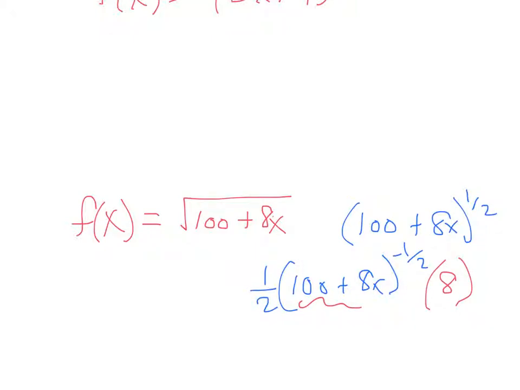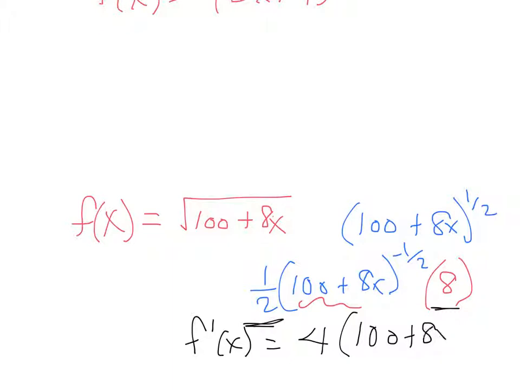Okay, so the next step that I want you to do is note that this 1/2 and 8 are coefficients and you can multiply them together. So your final derivative here is 4 times the quantity of 100 plus 8x to the negative 1/2.